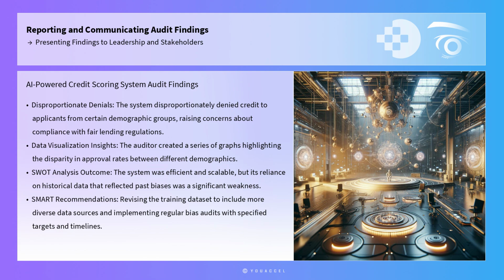Using data visualization, the auditor created a series of graphs highlighting the disparity in approval rates between different demographics. A SWOT analysis revealed that while the system was efficient and scalable, its reliance on historical data that reflected past biases was a significant weakness. The auditor crafted a narrative illustrating the potential regulatory penalties and damage to the institution's reputation if these issues were not addressed.